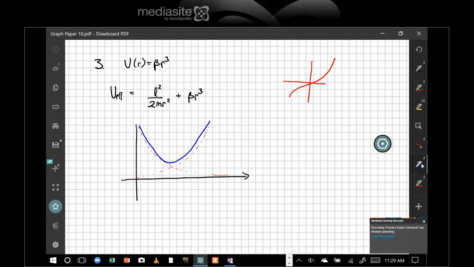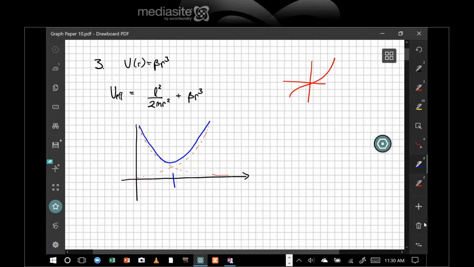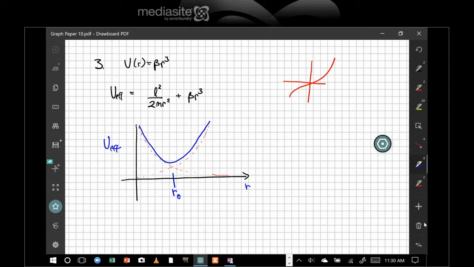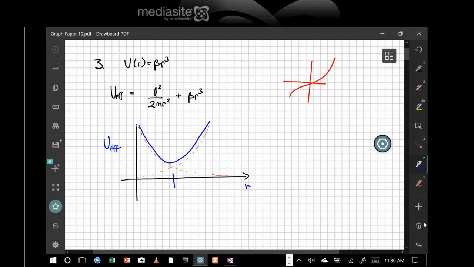Part B says for what energy and angular momentum will the orbit be a circle of radius A about the origin? Well, you think about circles, a closed shape whose radius doesn't change. Well, that must mean that this thing has a radius at the equilibrium position, which I'm going to call R naught. This is R, this is U effective of R. So what I have to do is use the notation I'm going to call it A. That's what the problem says.